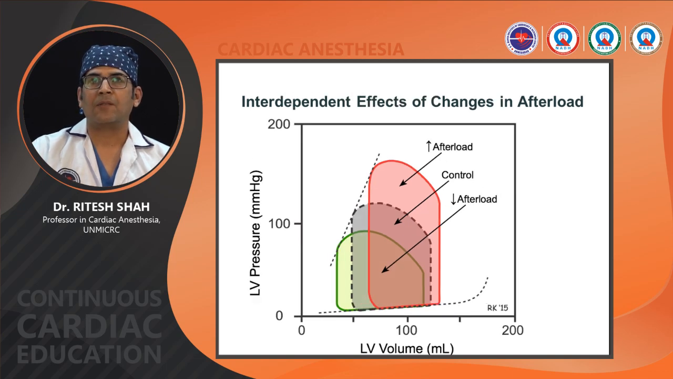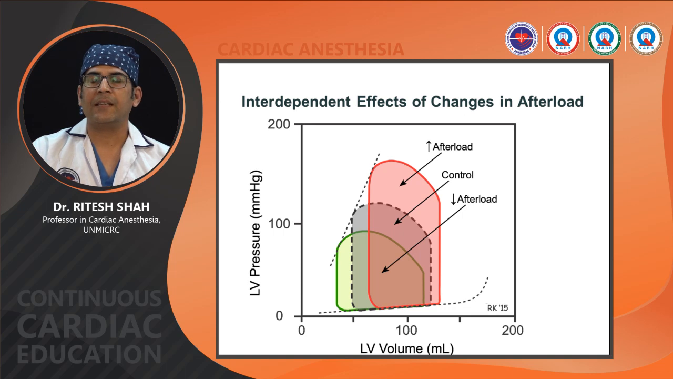What happens when afterload is reduced and contractility remains the same? As we have seen, when afterload is reduced, stroke volume increases because of a decrease in the end systolic volume. When end systolic volume gets reduced, it decreases the end diastolic volume also, because decreased end systolic volume decreases the end diastolic volume. So it tries to compensate for the increase in the stroke volume by decreasing the end diastolic volume.